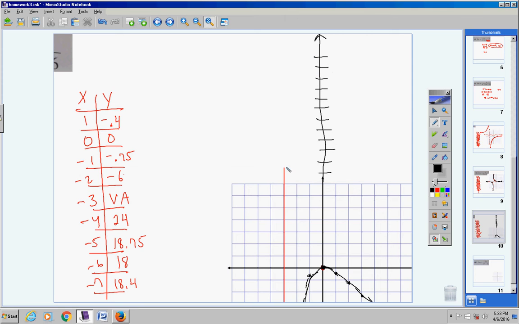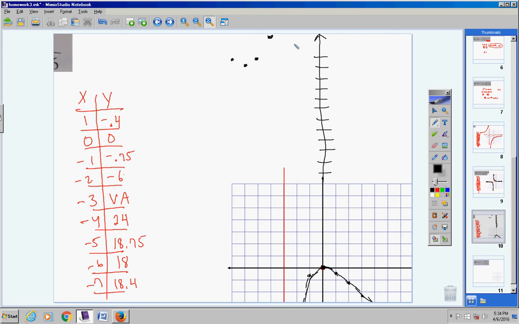Now, let's see what we have here. -4 is way up at 24, so way up here somewhere. -5 is at 18.75, so about right here. -6 is at -18, so about right there. And negative 7 is 18.4, so it starts to go back up again. So negative 7 goes up to about right here.